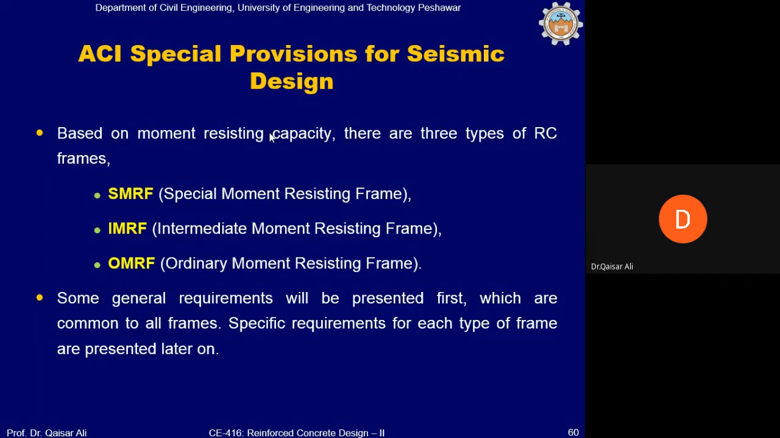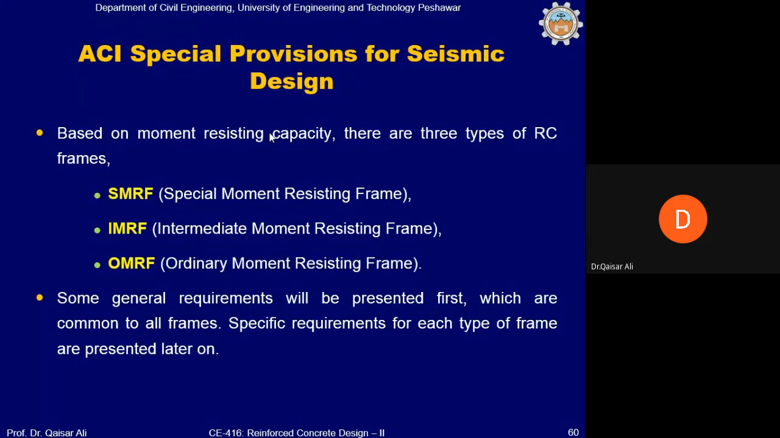IMRF is another type of frame, which is intermediate moment resisting frame. The R factor for intermediate moment resisting frame is equal to 5.5, less than the special moment resisting frame. So when R is equal to 5.5, you will have more base shear as compared to special moment resisting frame, and more force and more reinforcement. But then on the other hand, there is a relaxation in the provisions which are being placed by the code. You will see those provisions in the next slides.